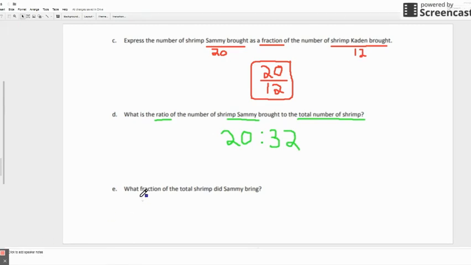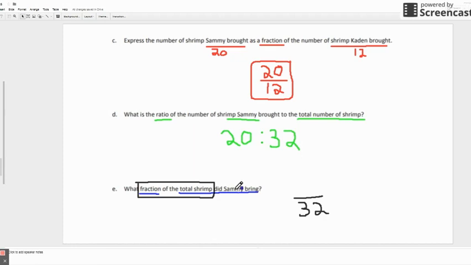All right, and the last one, E, for this problem. Let's grab blue. Now, what fraction of the total shrimp did Sammy bring? This is worded a little bit differently, because in the first one up here, it said Sammy brought as a fraction of the number of shrimp Caden brought. Because the word fraction is in between there, Sammy would go on top and Caden would go on bottom. But because it's written like this, what fraction of the total, this represents our denominator. So this one's written kind of backwards. This right here would represent the denominator of the fraction, because fraction of the total. So of course 32 would go on bottom. What Sammy brought would go to the top.